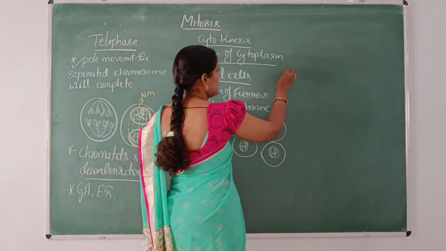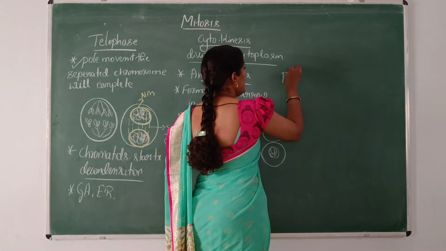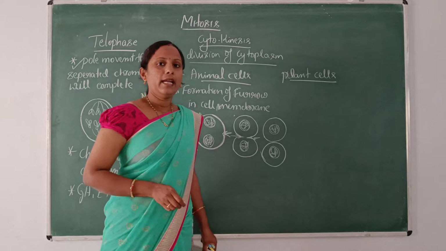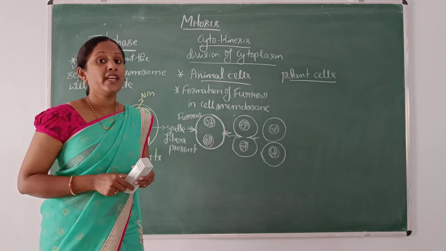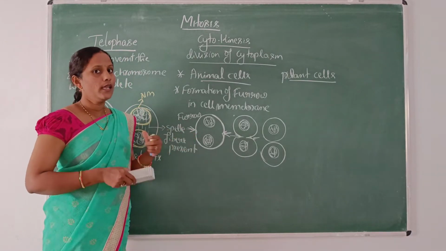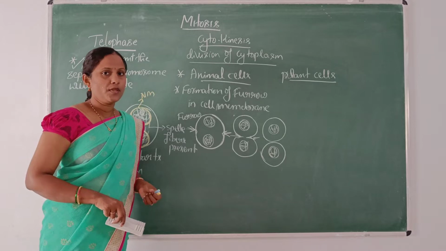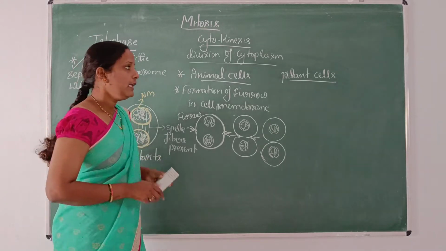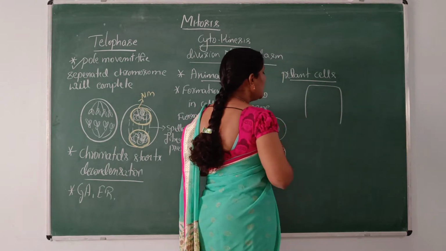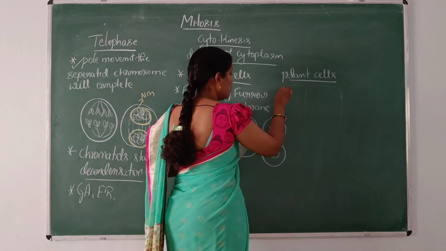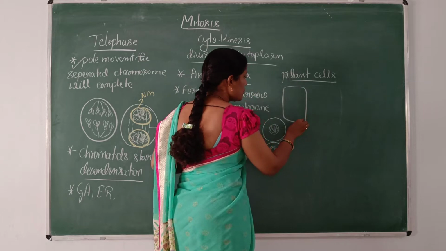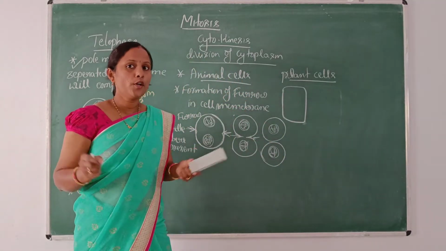Whereas in plant cells, the cell wall is very thick and not flexible. In animal cells, the cell wall is not present; only the cell membrane is present and it is flexible. But in plant cells, there is a cell wall made up of very thick materials like cellulose and pectin. Because of the presence of the cell wall, they cannot form a furrow.